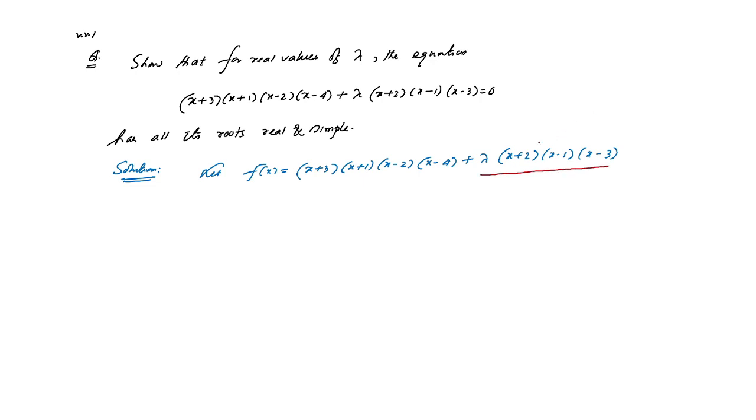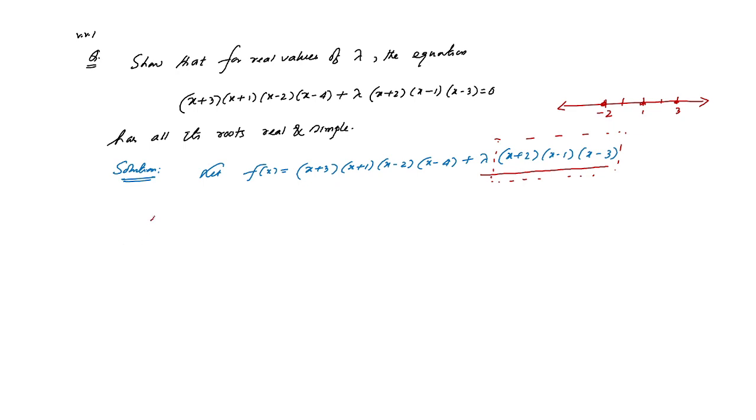And you will decide where this part has 0 on the real line. So it has 0 at 1, 3 and -2. So these are the 3 important points that play an important role. Because if you put x equals 1, lambda has no role. x equals -2, lambda has no role. Because that part will be 0.